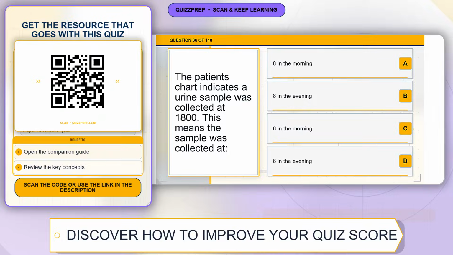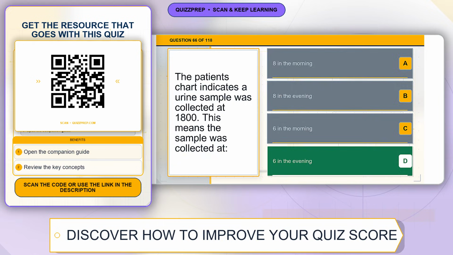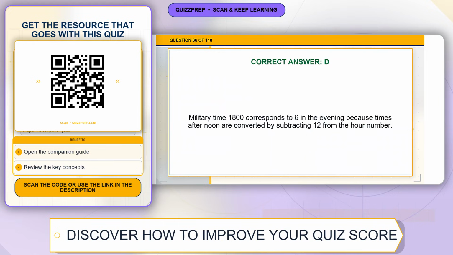Question 66. The patient's chart indicates a urine sample was collected at 1800. This means the sample was collected at option A, 8 in the morning, option B, 8 in the evening, option C, 6 in the morning, option D, 6 in the evening. The correct answer is option D, 6 in the evening. Explanation. Military time 1800 corresponds to 6 in the evening because times after noon are converted by subtracting 12 from the hour number.